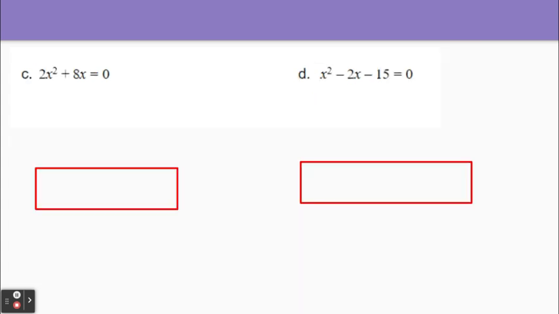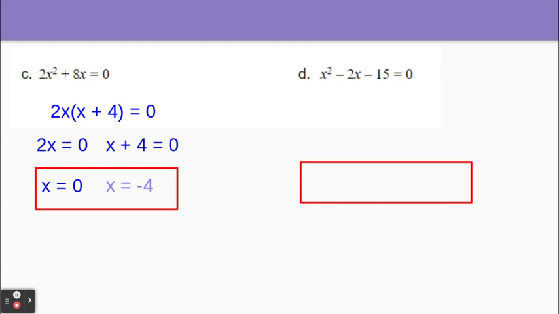All right. Go ahead and try C and D before you check your work. C is very similar to A and B, so they had the greatest common factor of 2x, and then distributive property, 2x times 1x, 2x times 4. Break it apart to solve. Go ahead and set each part equal to 0, and you have 2 solutions there.